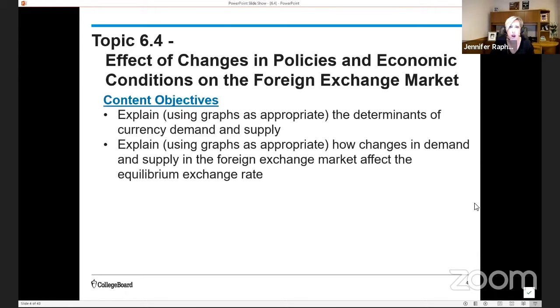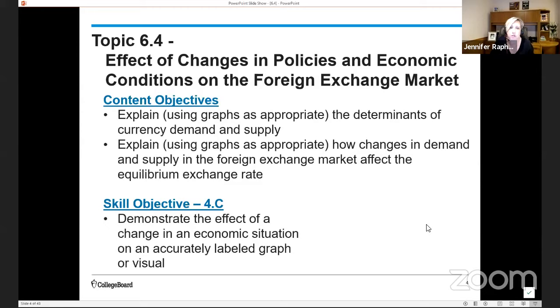So one of our goals tonight is to explain the determinants of currency demand and supply using graphs as appropriate. So we're going to spend a lot of time with that Forex graph today. We also want to be able to explain how changes in the demand and supply in the foreign exchange market are going to affect the equilibrium exchange rate or currency values in the market. So our focus for tonight is skill 4C, which asks students to be able to demonstrate the effect of a change in an economic situation on an accurately labeled graph or visual.